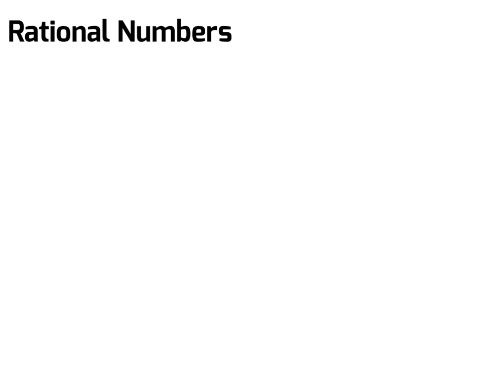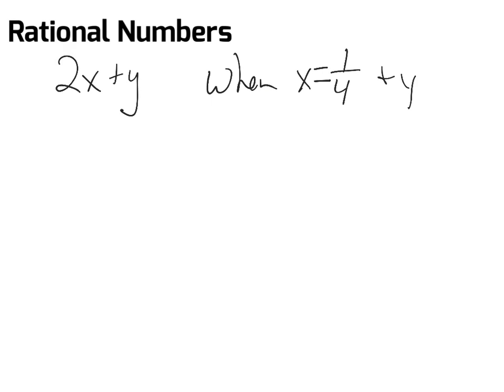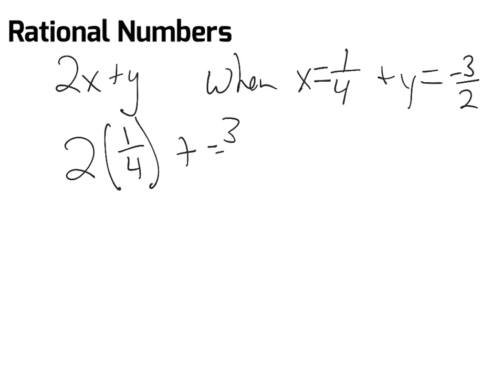There's one more thing that this section of chapter 2 wants us to do, and that's evaluating expressions. They want us to evaluate 2x plus y when x equals 1/4 and y equals negative 3/2. So all we're doing is plugging this x and this y into this equation. So I'm going to have 2 times 1/4 plus a negative 3/2.